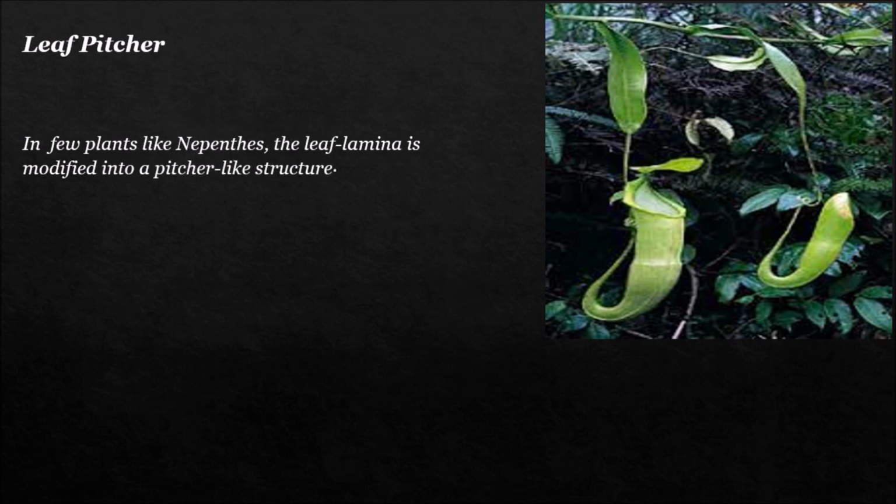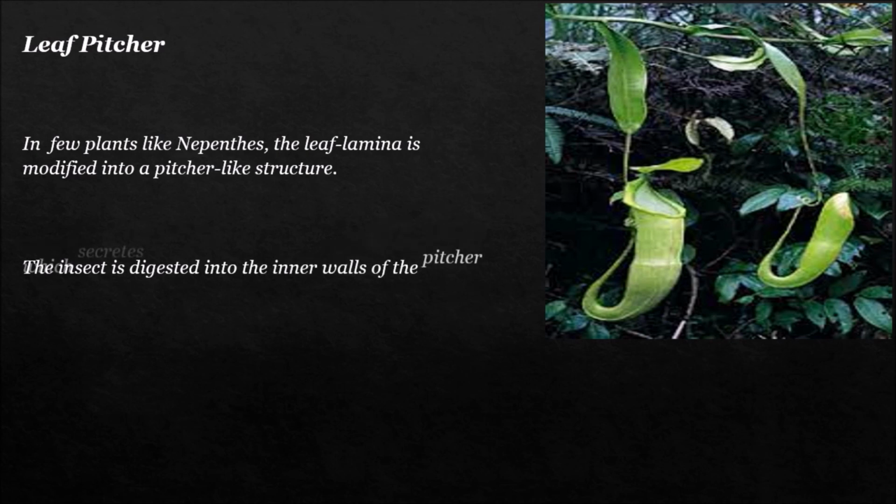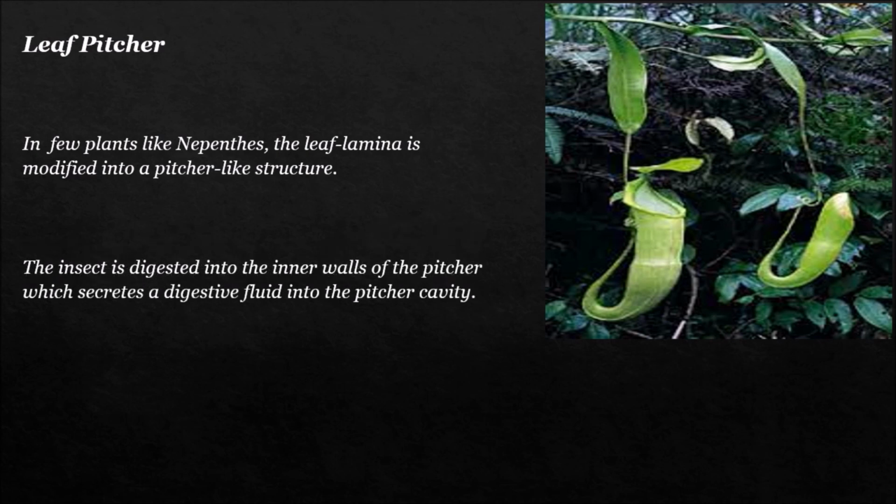So what is leaf pitcher? The best example for leaf pitcher is Nepenthes. In a few plants like Nepenthes, the leaf lamina is modified into a pitcher-like structure. So when the insect enters into the flap-like structure, the flap closes and the insect enters into the pitcher, and it gets digested in the inner walls of the pitcher, which secrete digestive fluids.